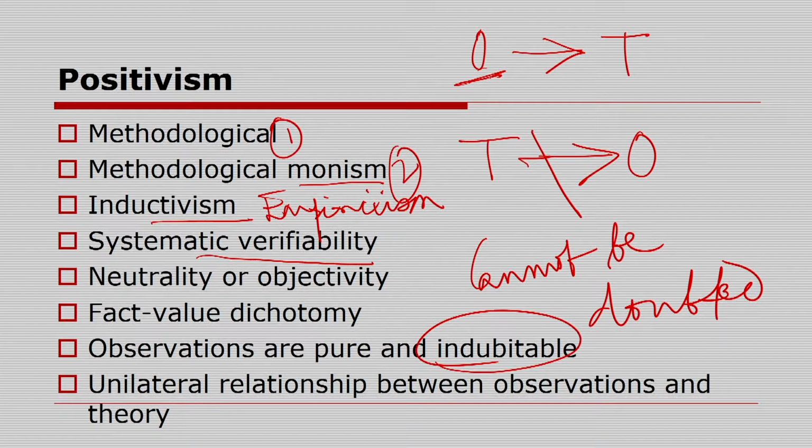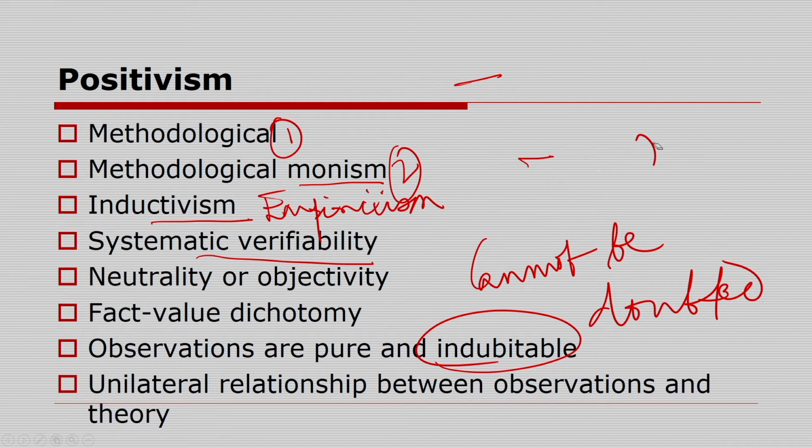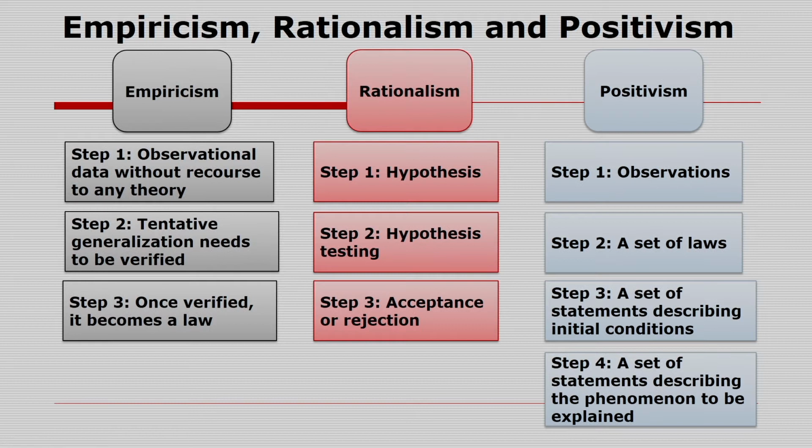Observations are an independent variable, whereas theory is a dependent variable. Fine? Then we'll come to such a comparison between empiricism, rationalism and positivism. You will find in empiricism, we start with observations.